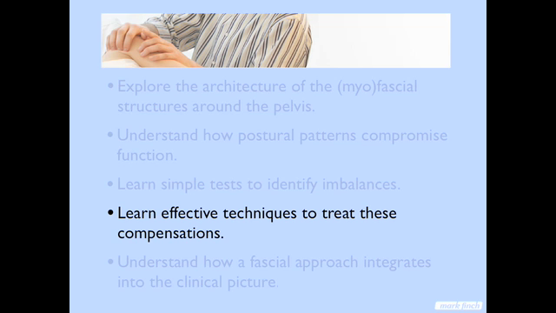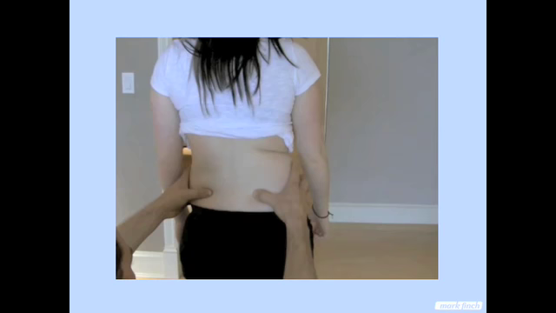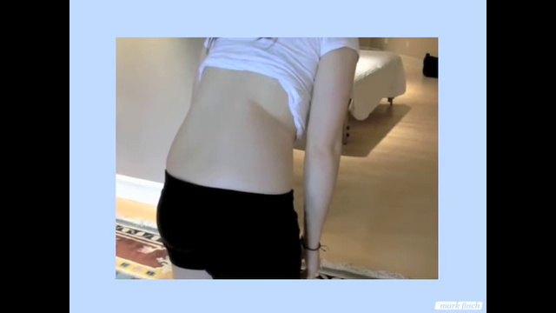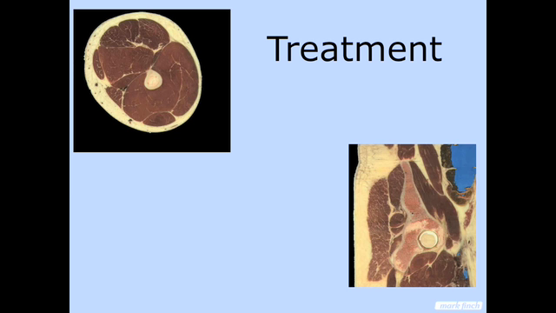Obviously we'll learn some techniques to see if we can treat these compensations. And let me just give you a little before and after video of how some of these techniques can work. So here's the before video, asking the client to bend forward, and you can see there's very little movement in the pelvic girdle. It's mostly happening in the lumbar spine, and this is where she feels the pain across here. Very little in the pelvic girdle, mostly in the lumbar spine.